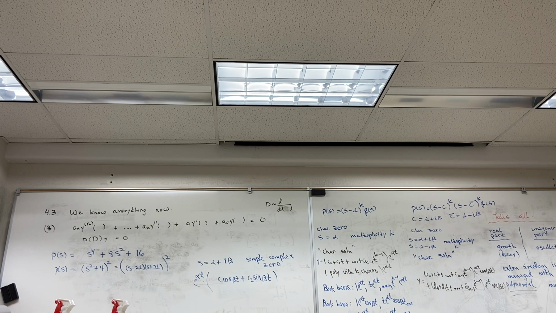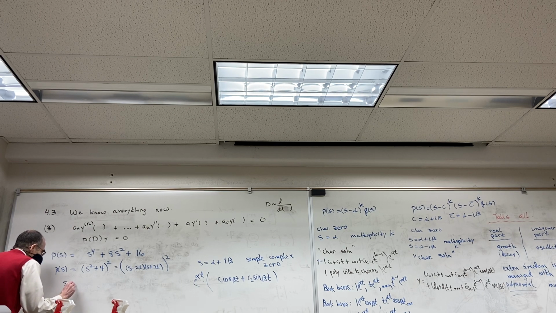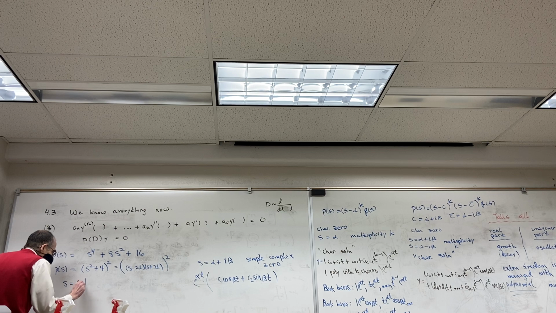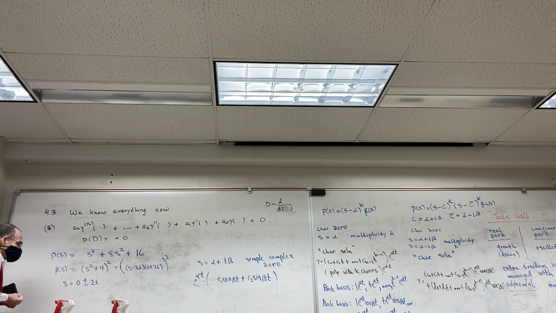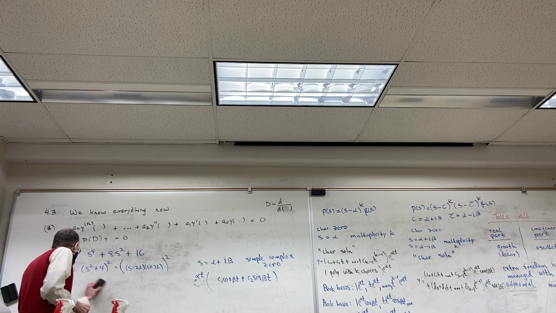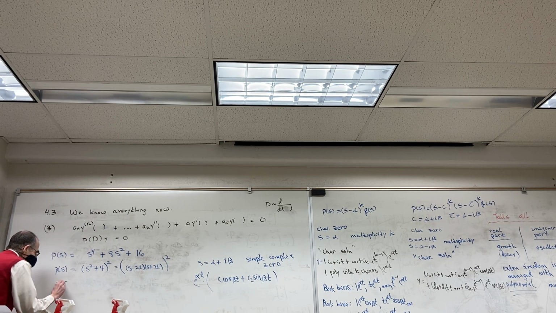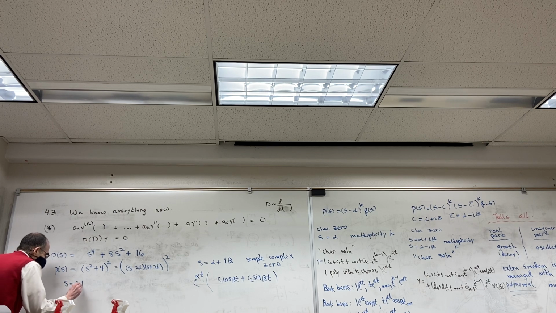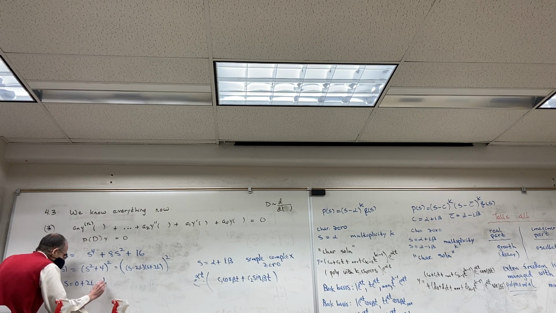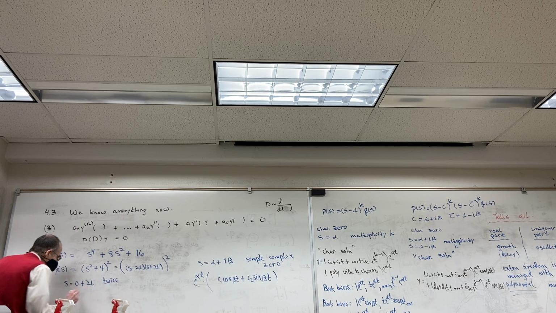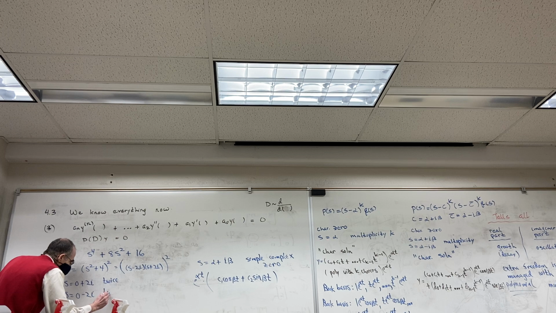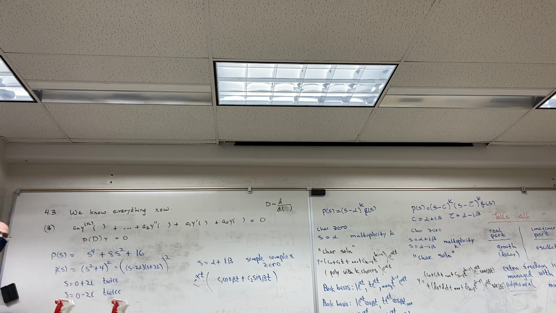Okay. So s equals 0 plus or minus 2i. s equals 0 plus 2i twice, and s equals 0 minus 2i twice. Are we agreed?